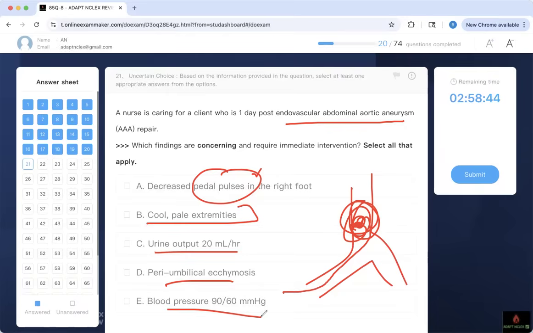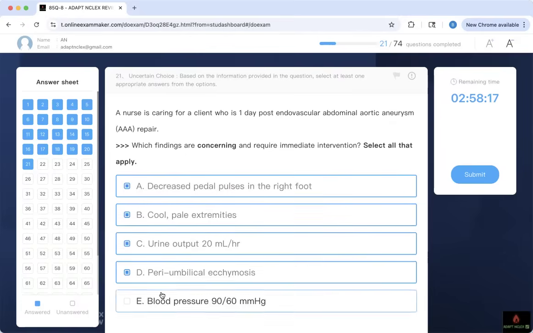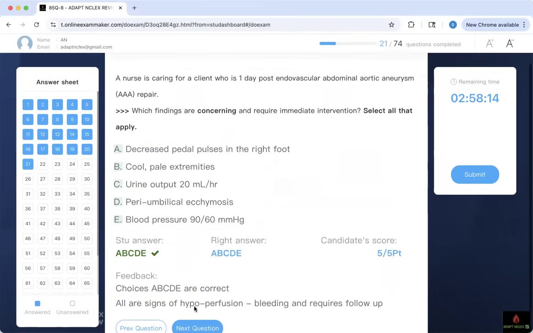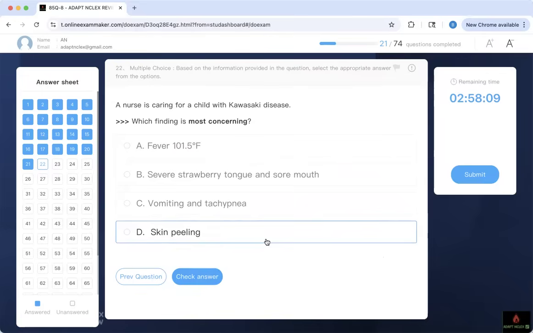And what are the signs of bleeding? Decreased pulse, cold extremities, urine output getting low because the kidney is not getting anything. You have periumbilical ecchymosis, your blood pressure is low, you are anxious, tachycardic, sweaty. You have shortness of breath, your respiratory rate is going up. All of them indicate shock. Therefore, for this patient, all of them need intervention. This is a teaching question to teach you hypoperfusion.